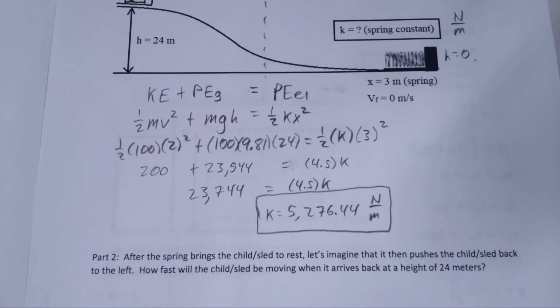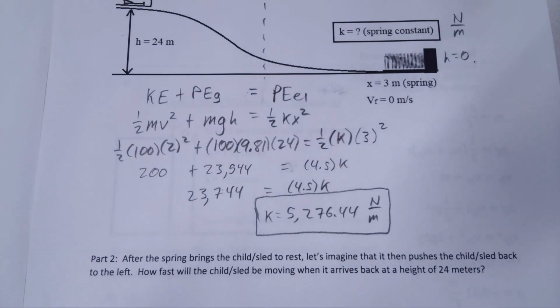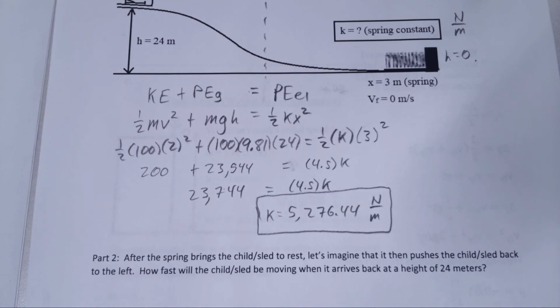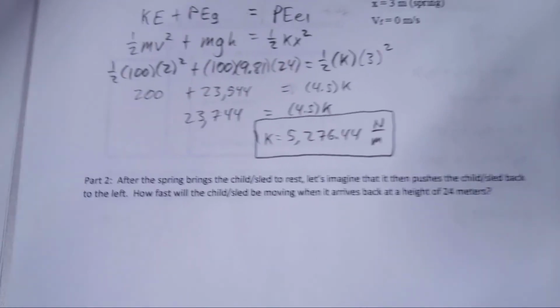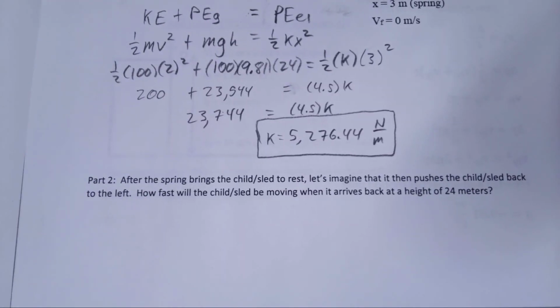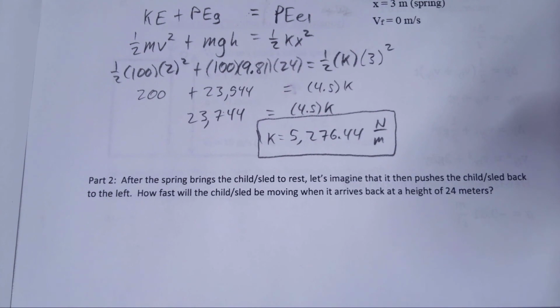Part 2 of just discussion here. After the spring brings the child and sled to rest, let's imagine that it then pushes the child and sled combination back to the left. How fast will the child and sled be moving when it arrives back at the height of 24 meters? There might be a hint here in how much room I gave you for work, as opposed to how much I did before.